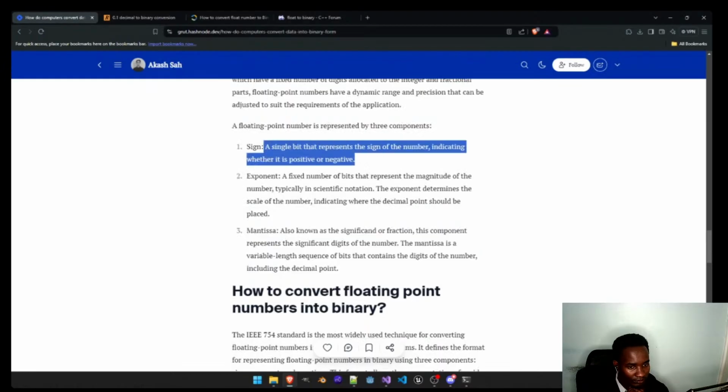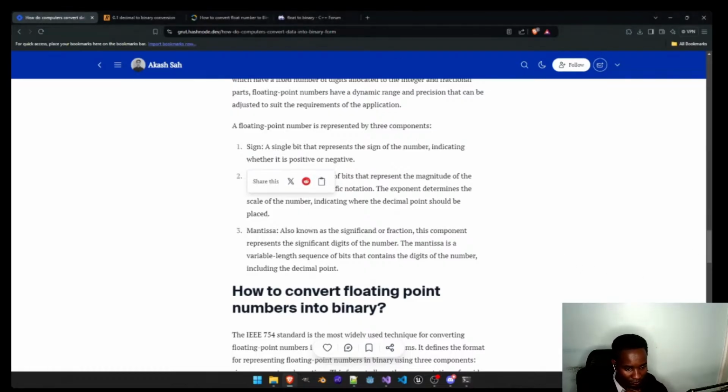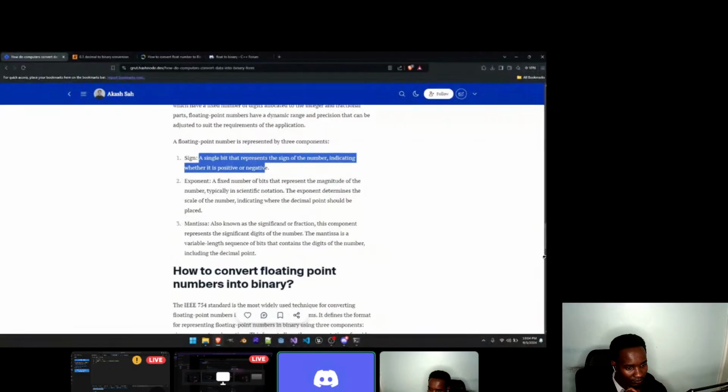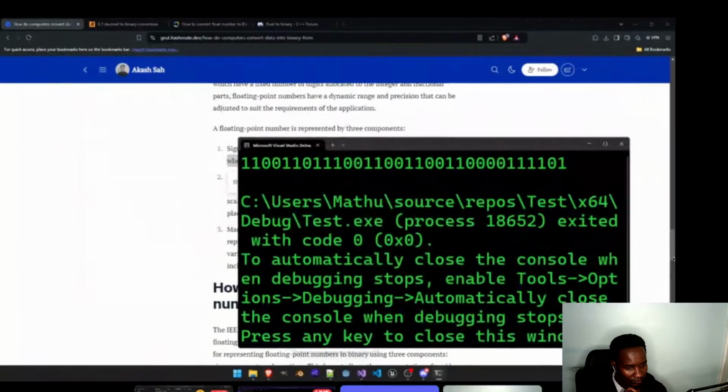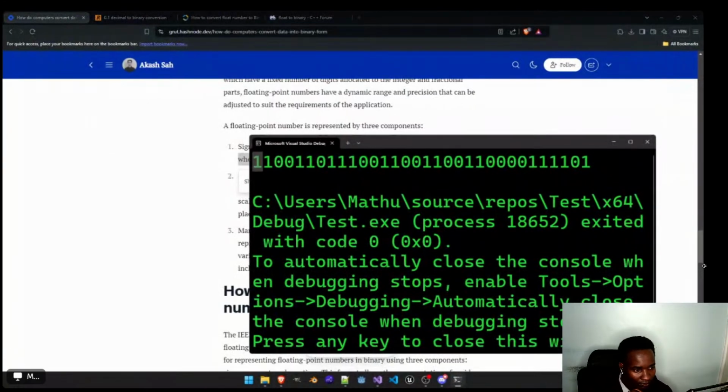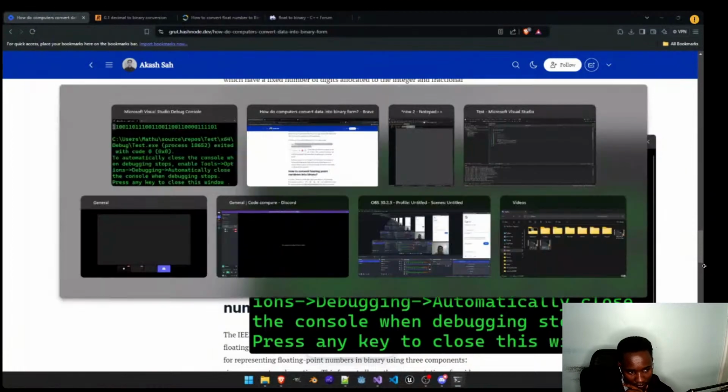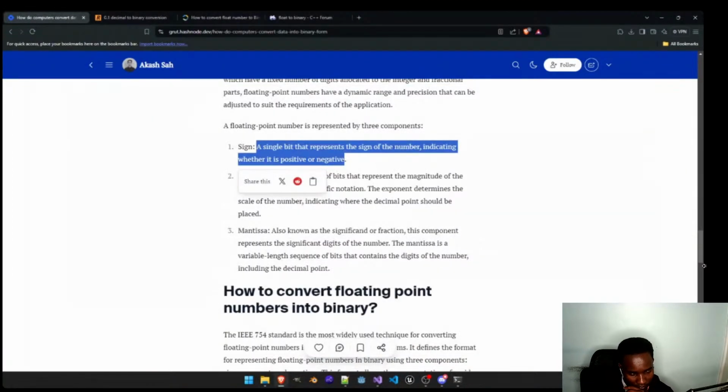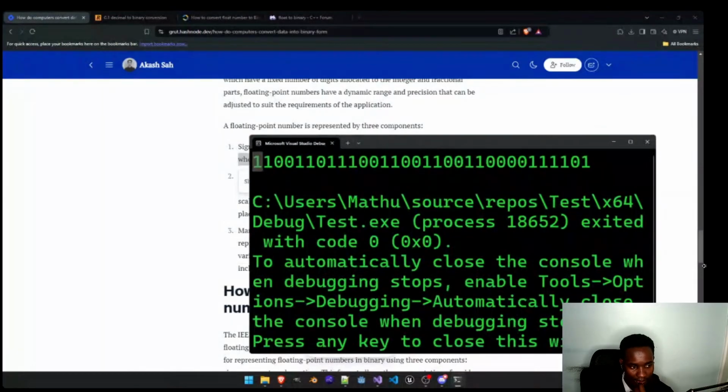So a single bit that represents the sign of the number. Okay. Having read this a little bit, the first bit will represent whether it's positive or negative, which would make sense because if we just have a number, we don't know whether it's positive or negative. So the first bit says whether it's positive or negative, so 0 for negative, 1 for positive.